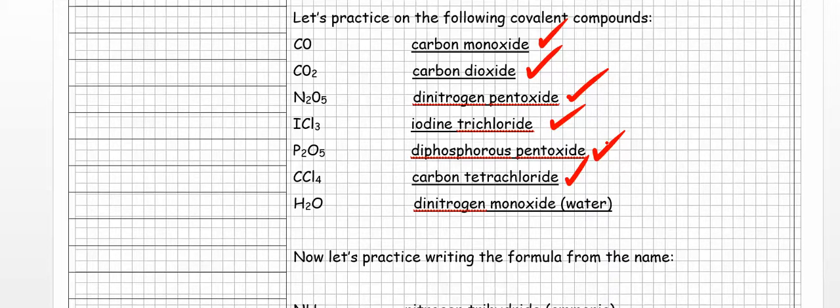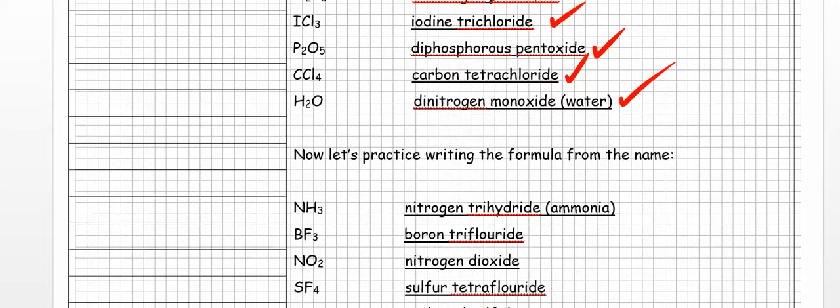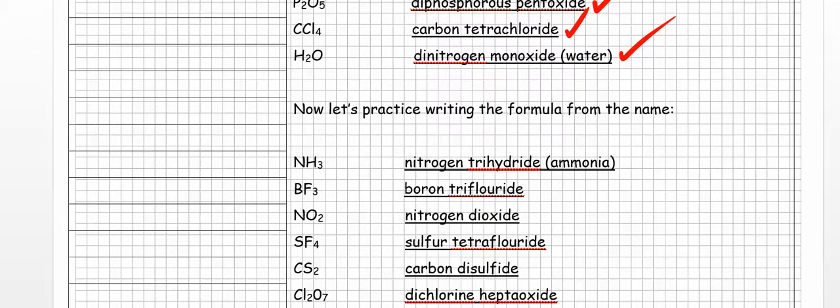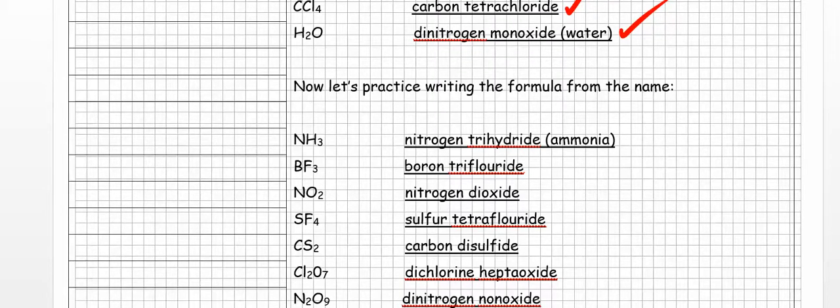And finally, H2O. Now, we're generally going to call this water, obviously, but we can also name it. It's dinitrogen monoxide. Dinitrogen monoxide, okay? All right, now let's practice going the other way. Let's take the formula and write the name.